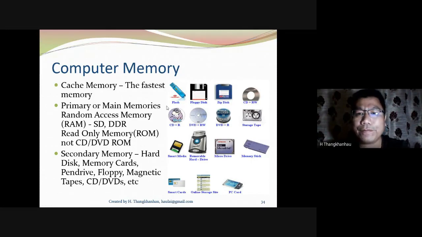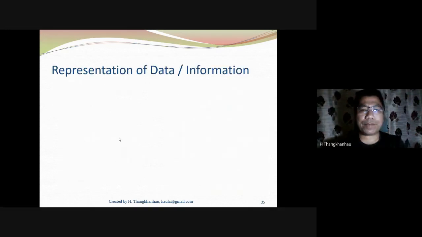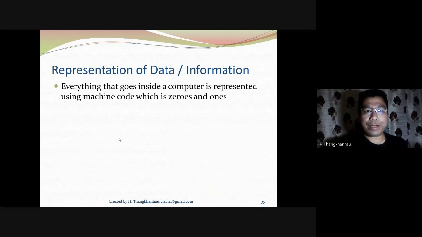And another type of memory is the memory which can be inserted from outside, for example, a memory card, pen drive, etc. These are secondary memory. Hard disk is also included under secondary memory because we can have an external hard disk also. And when we talk about memory, you have to know the measurement unit for memory.